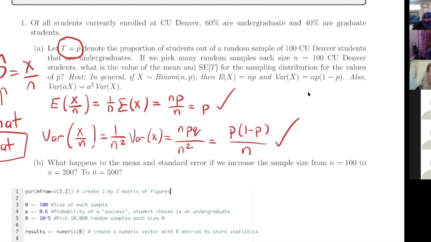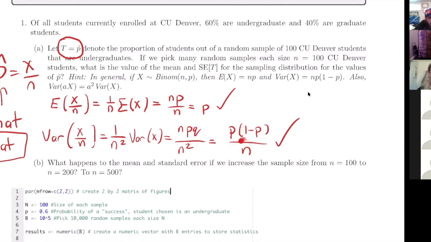Were there any questions about those results from the video? Hopefully it makes sense: what would we expect the value of p hat to be? What would we expect the proportion of students in the sample that are undergrads to be? Most reasonably, we would expect it to be close to the population proportion. So if I pick a sample, what is my expected proportion? It's going to be 60%.